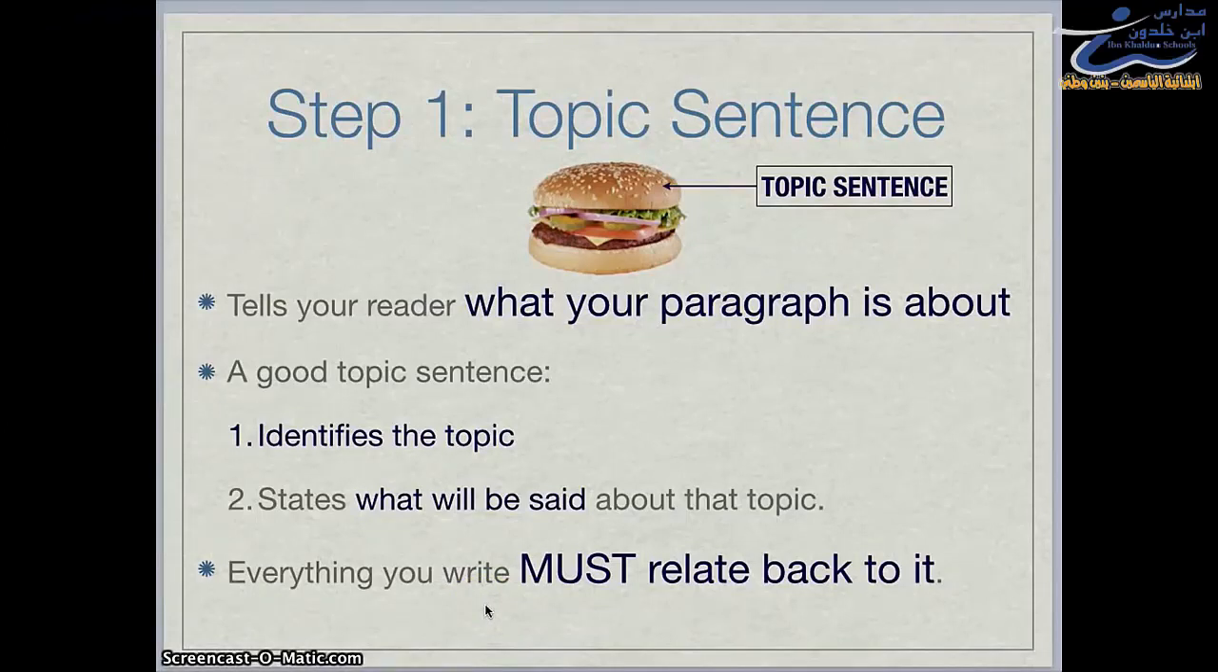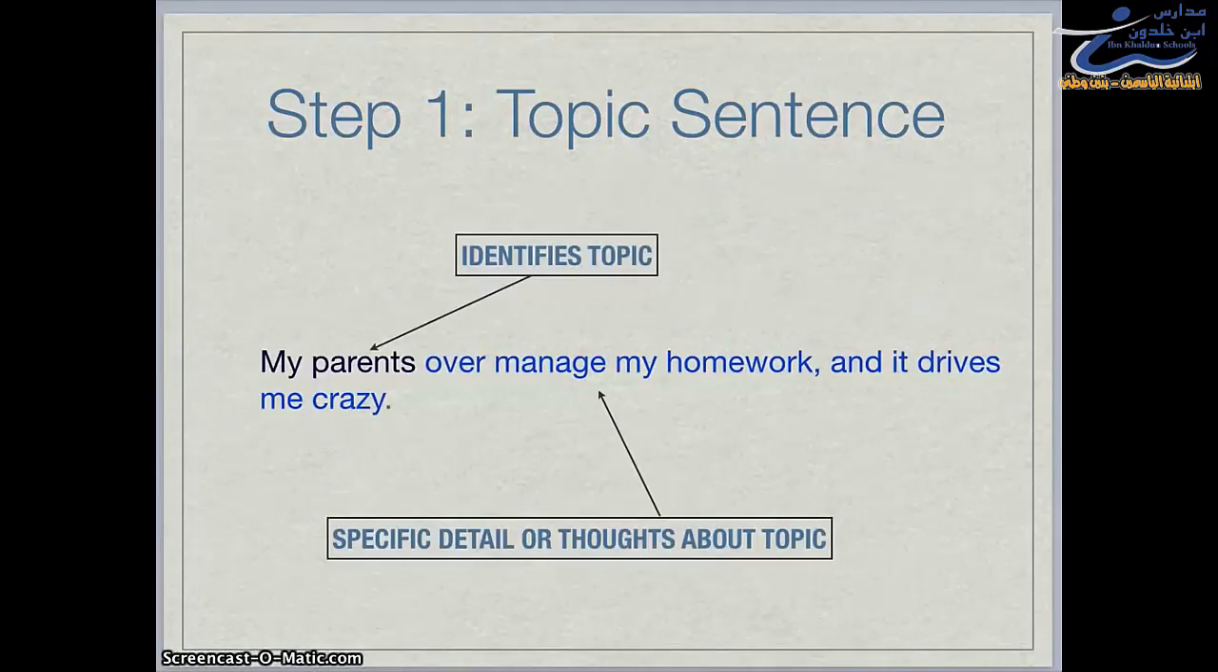And for my kinesthetic learners, I've got the hamburger metaphor up there that you can think of a paragraph as a hamburger with your topic sentence being the top bun, and then we'll work on building it all the way up to the bottom. So let's take a look at a topic sentence, an example. My parents overmanage my homework and it drives me crazy. So you see there's kind of 2 parts here. My parents is just kind of like the basic topic of this paragraph, but there's a lot you could say about parents. We're going to get really specific in this paragraph, and we're going to talk about how I feel like my parents overmanage my homework and how I don't like it. It drives me nuts. So everything I write in this paragraph has to relate back to that topic sentence.